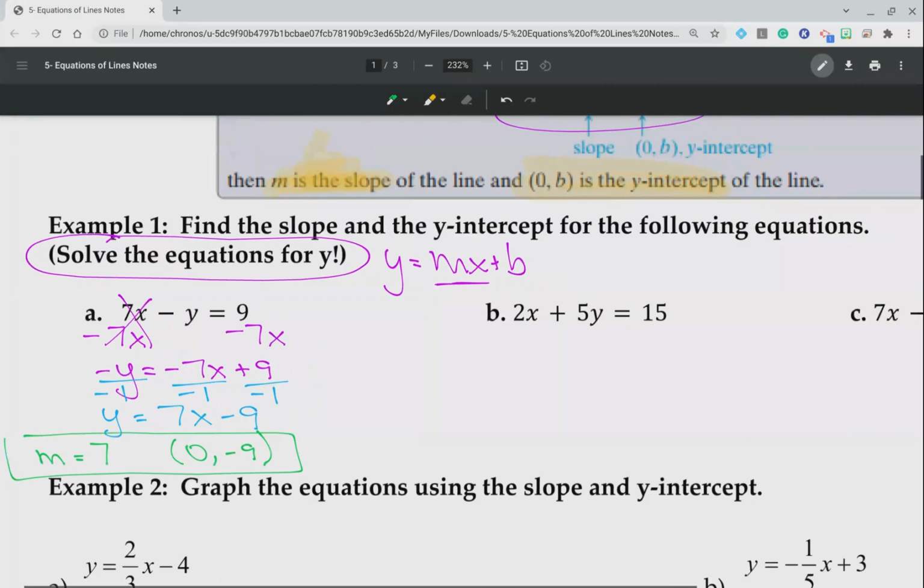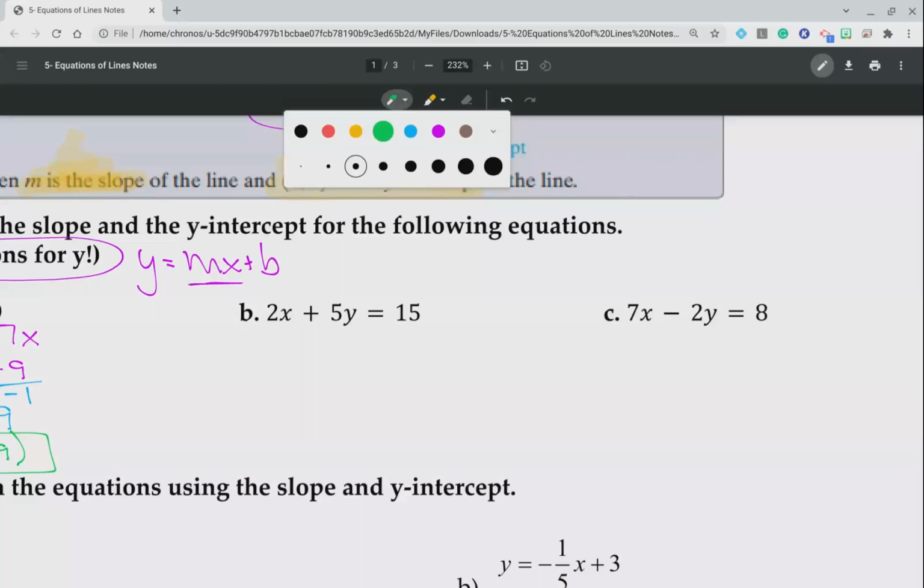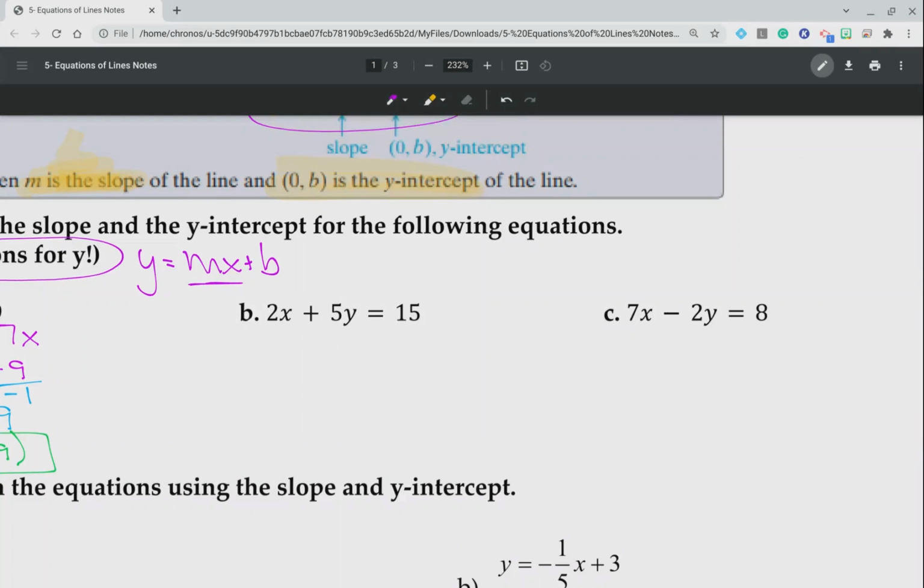All right, let's try another one. Letter B. So again, this has to be in the form y equals mx plus b. So I have to take this 2x and move it over to the right side of the equation. Okay, in order to do that, since it's a positive 2x, I'm going to subtract 2x from both sides. So 2x minus 2x cancels, and I have 5y equals negative 2x plus 15.